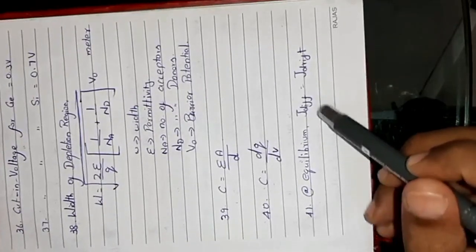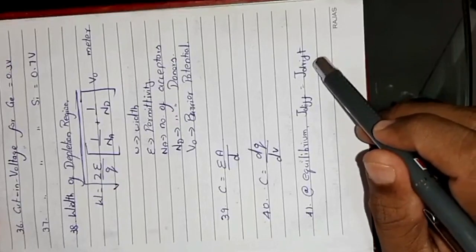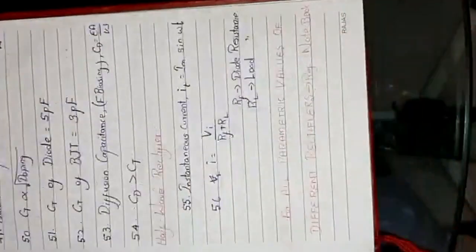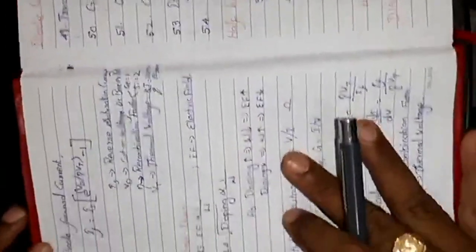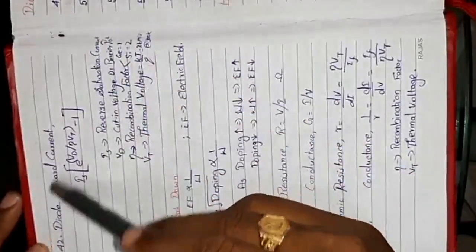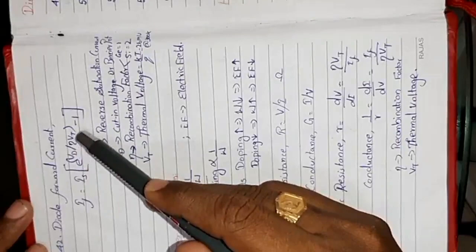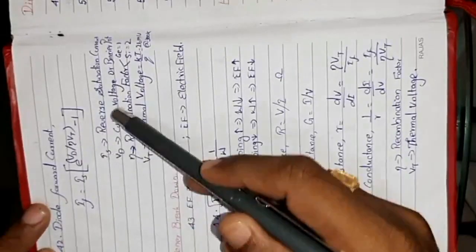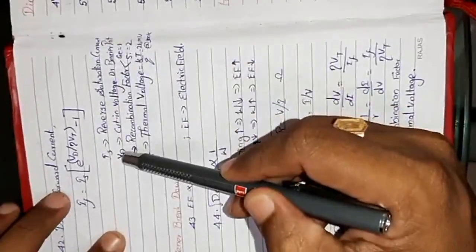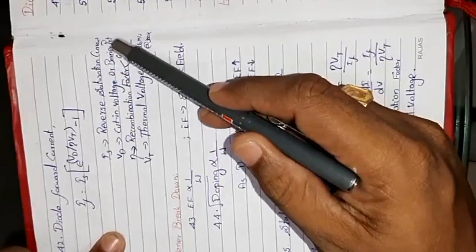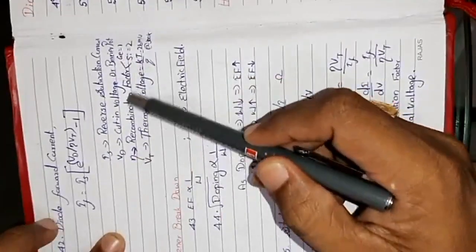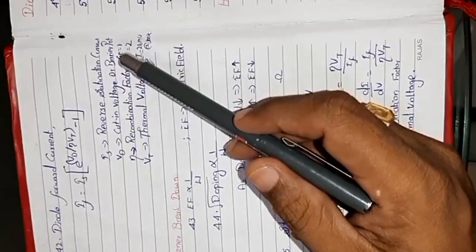Then number 41: at equilibrium, the diffusion current density and drift current density are equal. Number 42: diode forward current IF is equal to IS into (exponent of Vd divided by ηVt, minus 1), where IS is the reverse saturation current, Vd is the diode voltage, and η is the recombination factor.